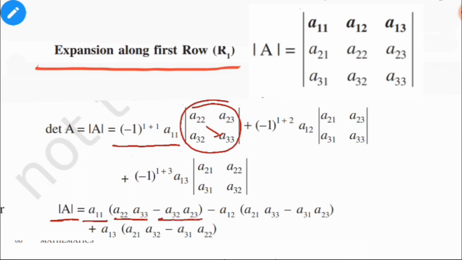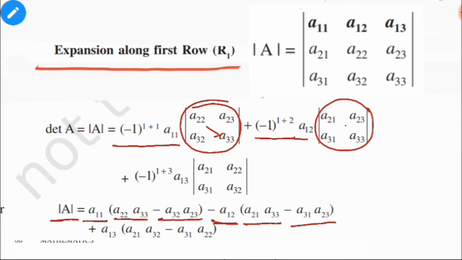Now second term is minus 1 raised to 1 plus 2. Minus 1 raised to 1 plus 2 means minus 1 cube. Minus 1 cube is minus 1. Minus 1 into A12 is minus A12. Minus A12 into, it is a 2 by 2 determinant, expand it. How to expand? A21 into A33 minus A31 into A23.